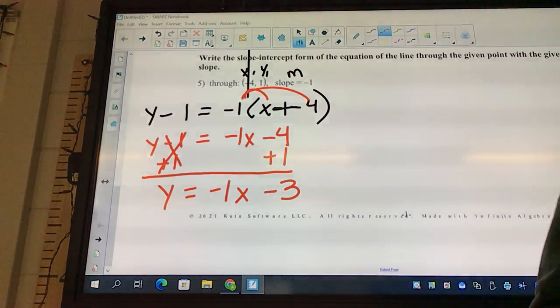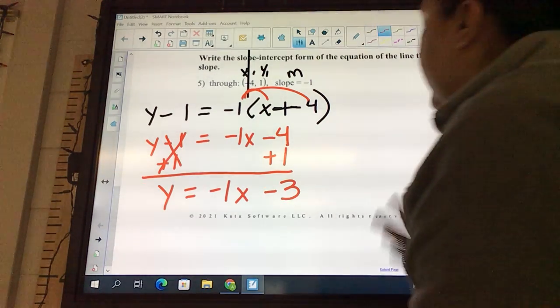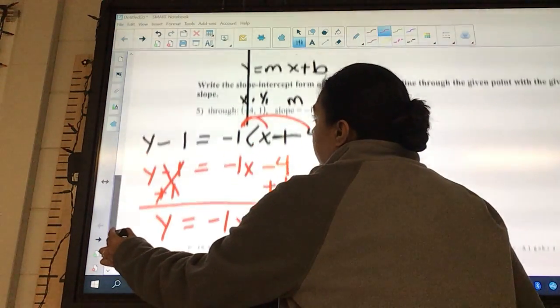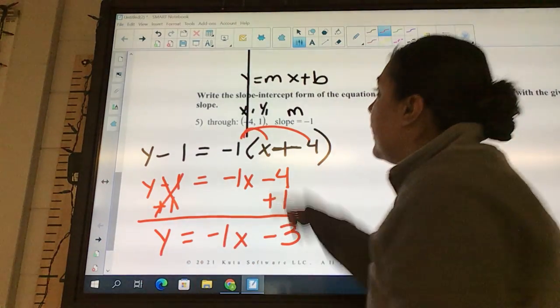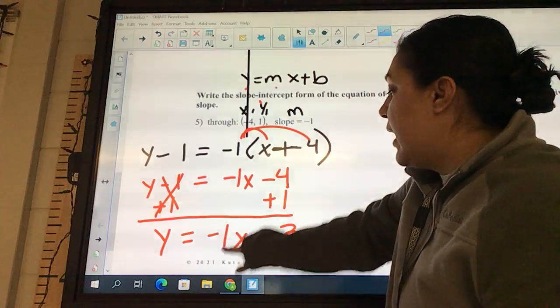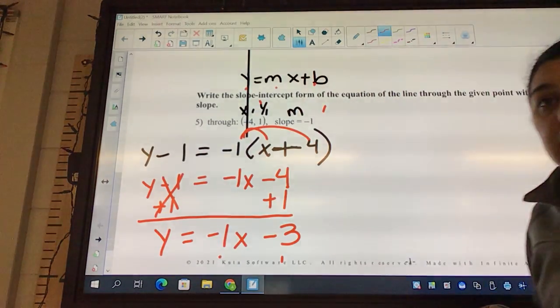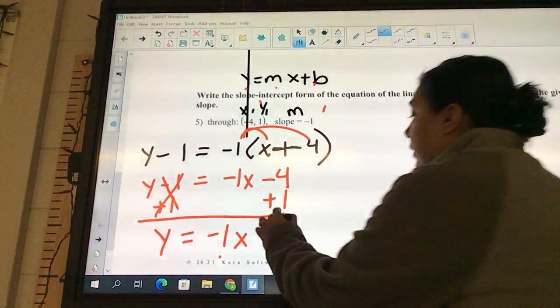These ones are going to take you a minute, okay? Because we haven't done any, and so I won't be surprised if you're kind of confused on that first one, okay? But we can see now that my y is by itself, so that looks good. My m is technically negative 1, and my b is negative 3. Okay, we got it in slope-intercept form, and so that's good.